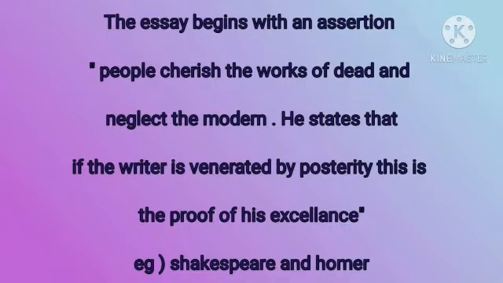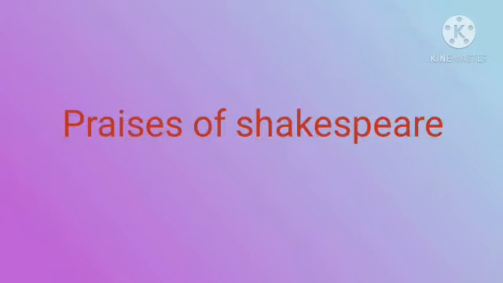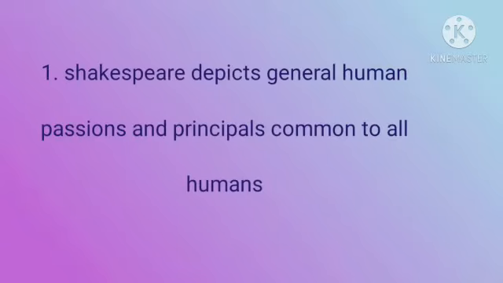In Johnson's analysis of Shakespeare, he adopted a multi-dimensional approach. He praises Shakespeare and at the same time points out the faults made by Shakespeare. First of all, we can go through the praises or the good qualities pointed out by Johnson about Shakespeare. The first point is that Shakespeare depicts general human passions and principles common to all humans.